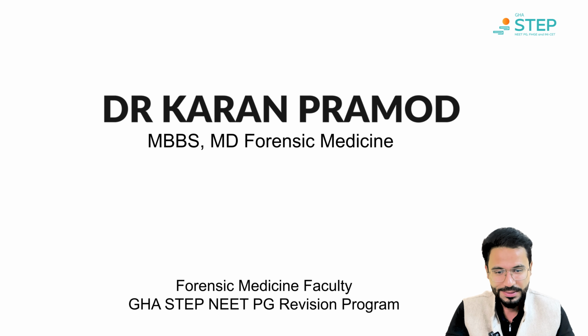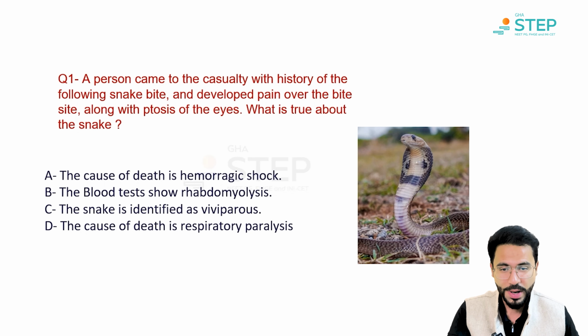All right. So question number 1. If you get a person that came to the casualty with history of snake bite and developed pain over the bite site along with ptosis of the eyes, what is true about the snake? Okay, so first you need to know what is true about the snake. Here they've already told you that this is a snake that we are talking about. This is having ptosis.